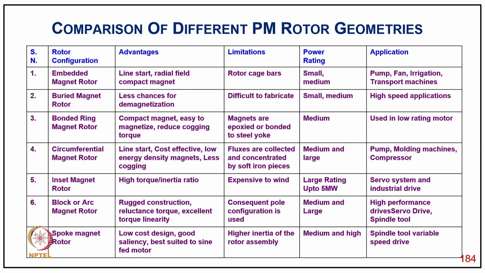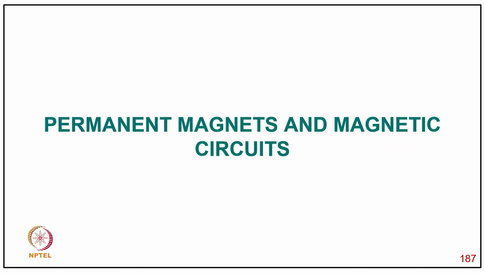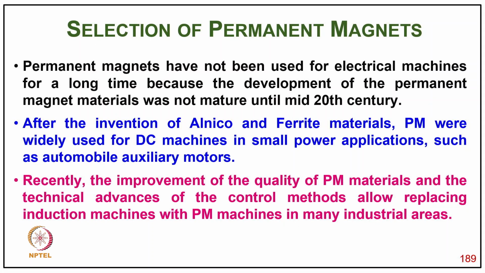These are typically comparisons of different kinds of permanent magnet rotor geometry, which I have shown, typically with the advantages, limitations, and ratings and applications also. Now coming to permanent magnets and the magnetic circuit. Typically the selection of permanent magnets, as you can see, is either a surface mounted motor or an interior buried magnet. So permanent magnets had not matured until the middle of the 20th century.